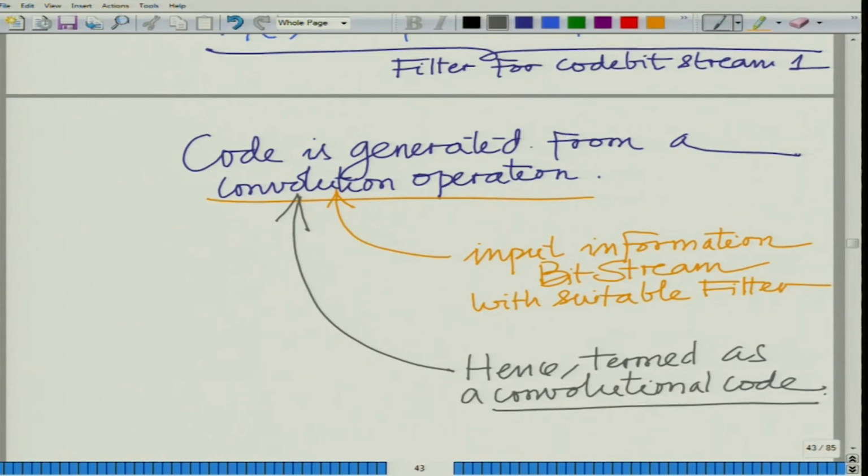So, what we have seen in this module is a simple example for generation of the coded bit stream of a convolutional code given an input bit stream, and we have also seen the motivation or the reason for why this code is known as a convolutional code, because it is generated by a convolution operation of an underlying filter with the input information bit stream. Alright, so we will stop here and continue in the subsequent modules.